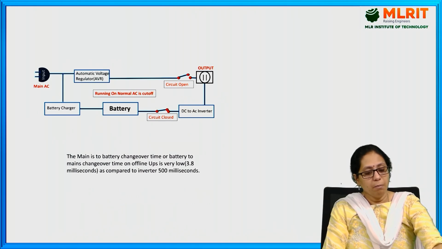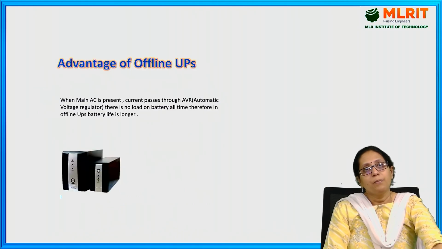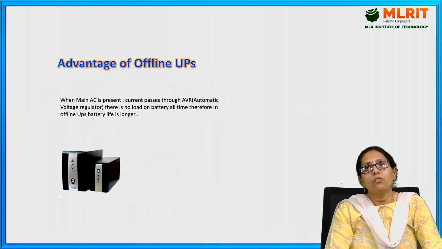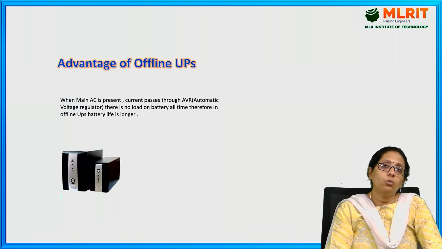Here is the picture of the UPS. And the advantages of the offline UPS are, when the main AC is present, the current passes through the AVR and to the load and the battery all the time.